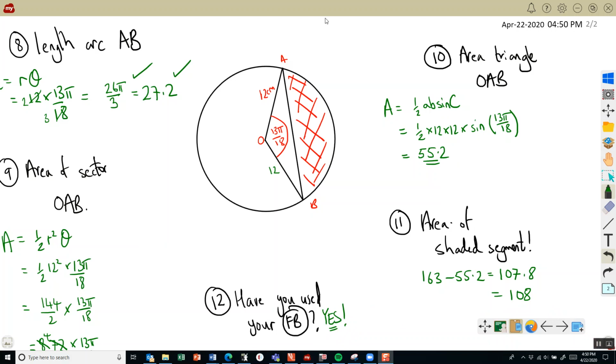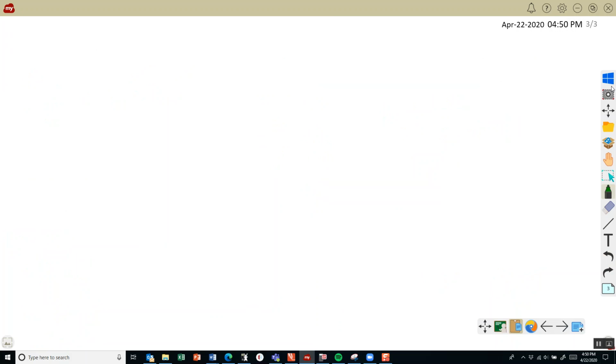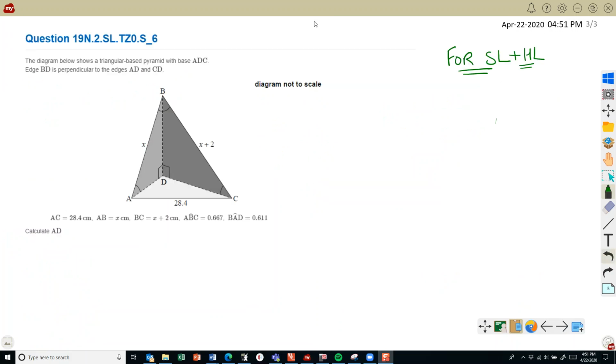Okay, so that's brought us up to 15 minutes. Now, I'm guessing this will have taken you longer because you'll have paused it and taken your time and worked it all out properly. But what I want you to do is have a go at this question. This is an exam question. It is a paper 2, so you can use a calculator, and it's for SL and HL. And it's a triangular base prism. Sorry, it's not. It's a triangular base pyramid with base ADC.